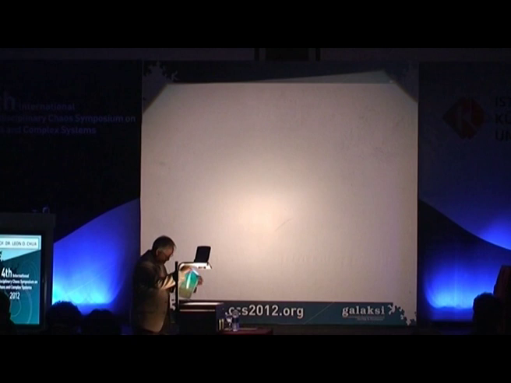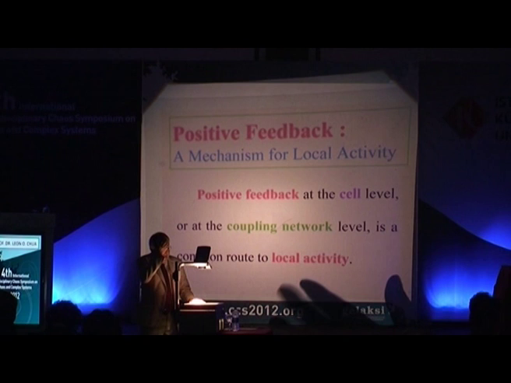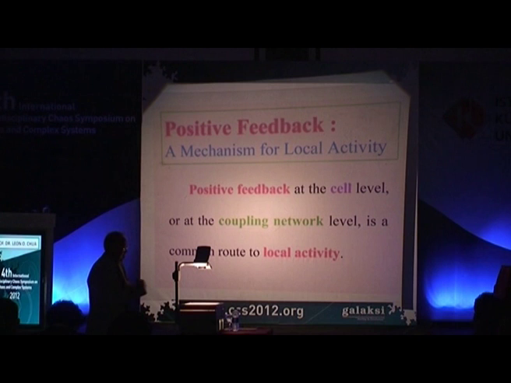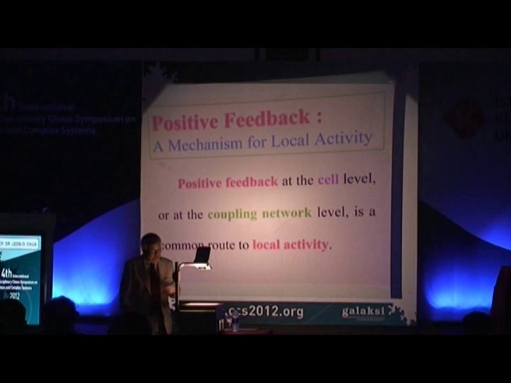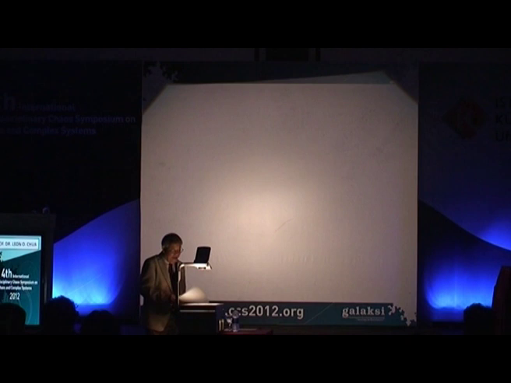And now you may want to know what is the physical interpretation? Well, it turns out that there are many ways to get local activity, many ways to get edge of chaos. But the most common way is what I call positive feedback, which is the mechanism for local activity. Positive feedback at the cell level or at the coupling level is a common route to local activity. And I will show you some examples that you will understand.